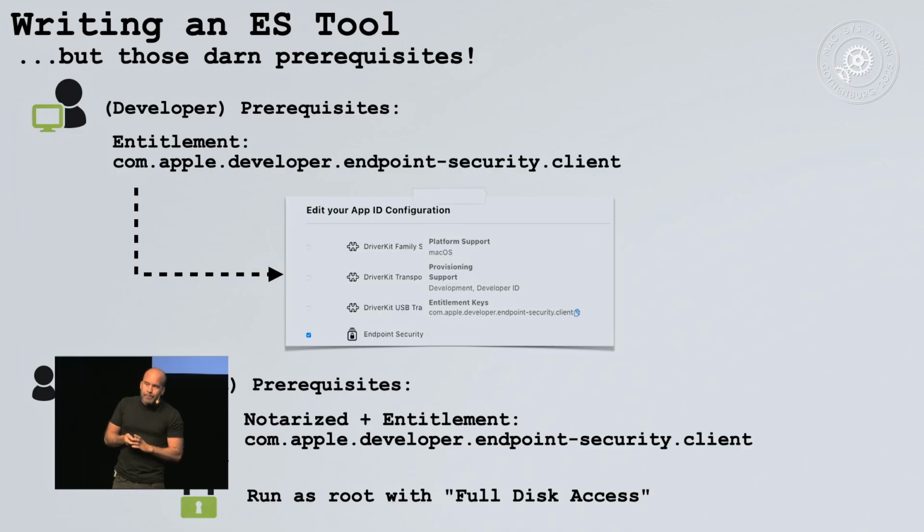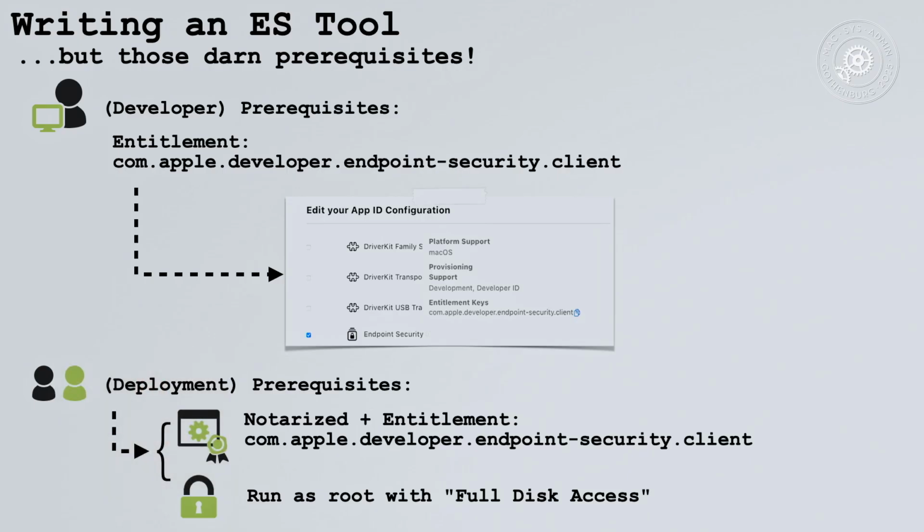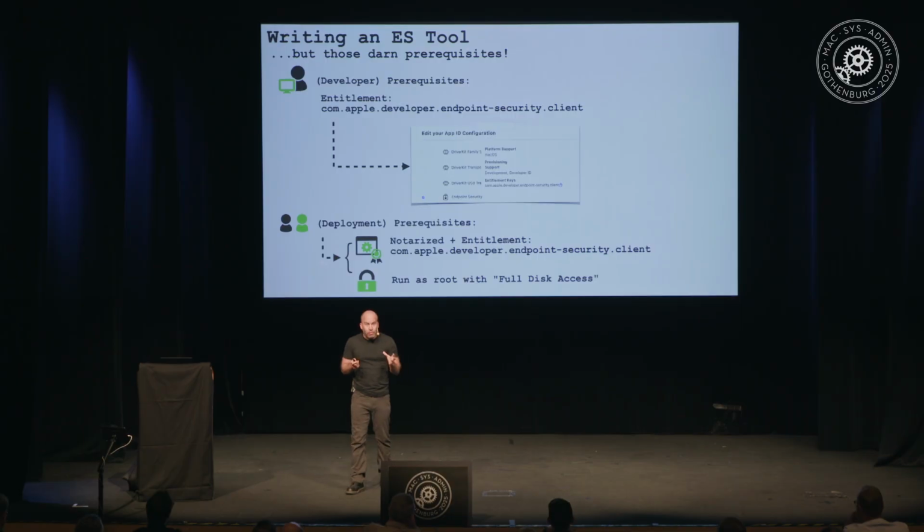Now, I did briefly mention some prerequisites, and I've dedicated a whole slide to them because they are very important to conform to, and in some senses, this is the most complicated thing about writing an endpoint security tool. First off is the all-powerful and much protected endpoint security entitlement, which is the com.apple.developer.endpoint-security.client. Now, endpoint security is incredibly powerful. Basically, with it, you can see almost everything happening on the system. So there's some privacy concerns here.